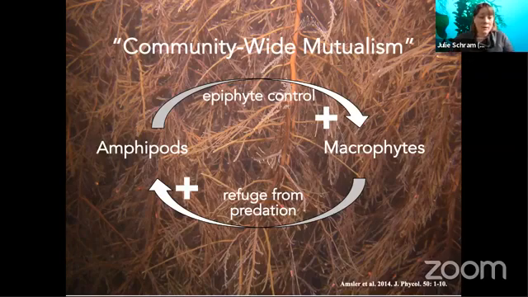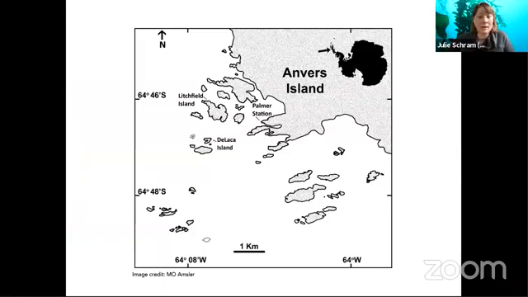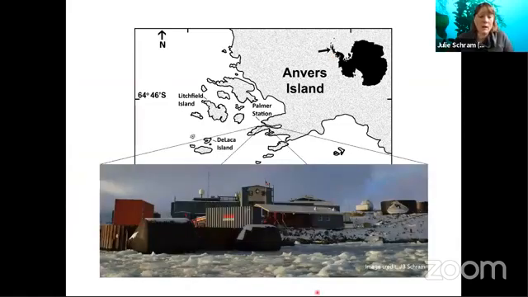All right, so I've been talking about the area between 5 and 40 meters. If we go deeper, then you find that the benthos is primarily dominated by these big invertebrate assemblages. They can be very colorful and they're really amazing. Most of this work and most of the ecology that I've been discussing is based on work that was done here on the Western Antarctic Peninsula at Palmer Station, which is the smallest of the US Antarctic stations. At its max capacity, it can house 43 people. So it's a pretty small community.